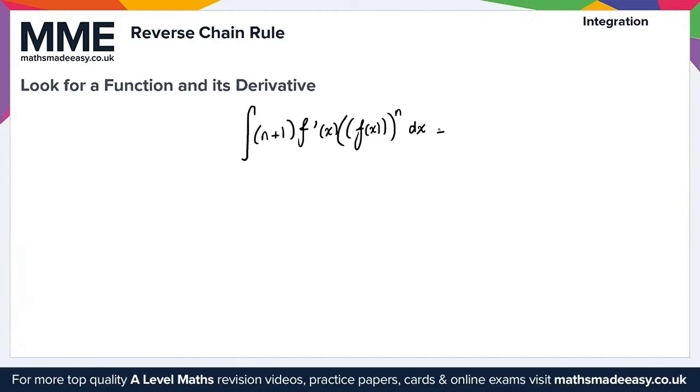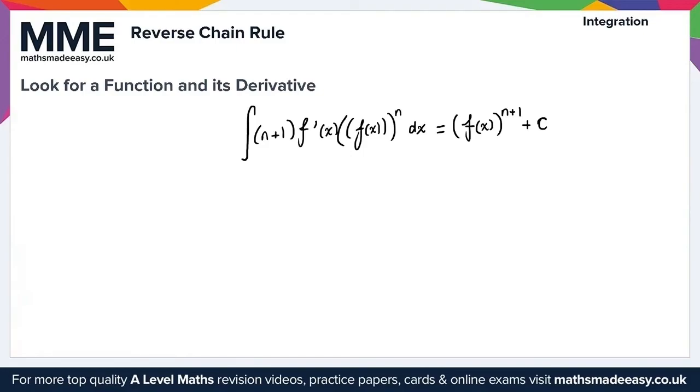And this result simply gives us f of x to the power of n plus 1 here. And as we're integrating with no limits here, we can't forget our plus c there. Okay, and that's our general result there for the reverse chain rule. And again, we're always taking a look for a function and its derivative. It's the easiest way to spot when we can use the reverse chain rule.